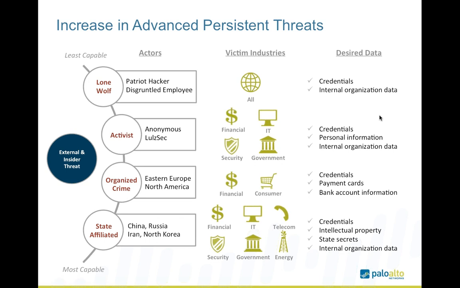And as you can see, there are many actors in the advanced persistent threats. It can be your internal employees who are disgruntled. It can be hackers, it can be activists, it can be organized crime, and it can be even states that are after your data. And the industries, as you see, all industries are prone. So no industry in the Middle East today can say that, you know what, this is definitely not going to happen in my company. No, we can't say that.